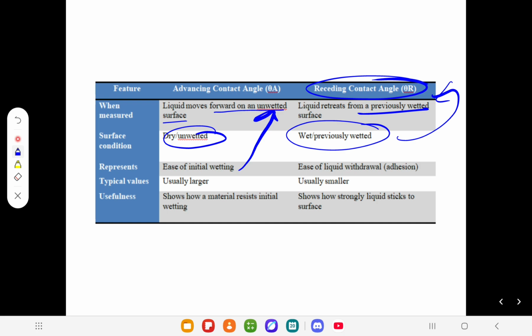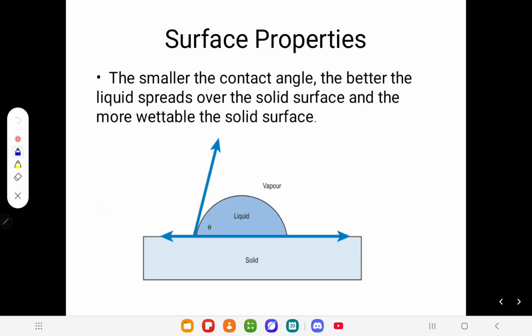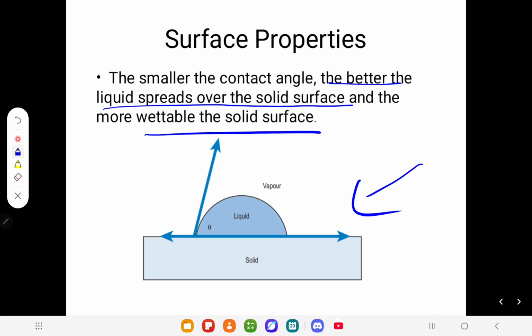The advancing angle is useful to show that the material resists initial wetting. It's very useful for that purpose. And the receding angle is used to show how strongly the liquid sticks to the surface. That's the use of the receding angle. So what I have talked about is that the smaller the contact angle, the better the liquid spreads over the surface. We basically want our surface to have a smaller contact angle and be more wettable. That's what we want, isn't it? That's the angle made by a liquid, as shown in this picture.